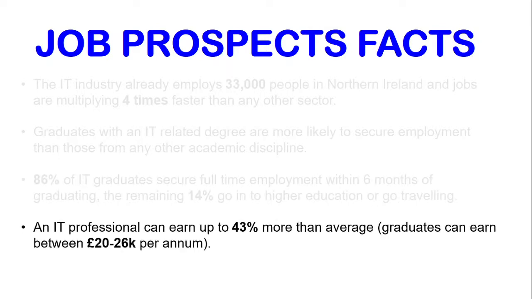So an IT professional can earn well over 40% more than the average salary for graduates, which is again an incredible statistic. And that really makes sense because there is a skill shortage in that area. Then there's demand and supply. The more jobs there are, the more companies are competing for the right people to take those jobs, and they'll pay more money.